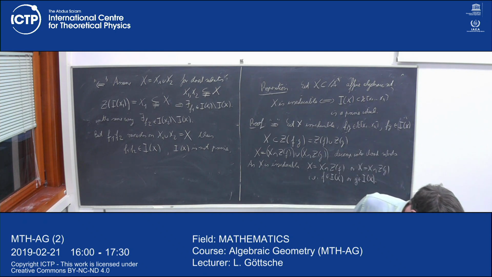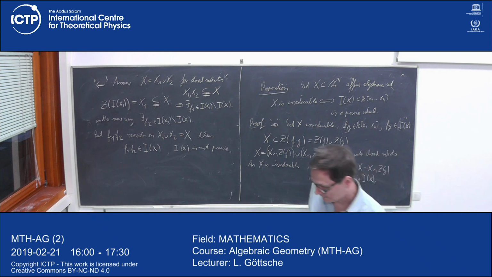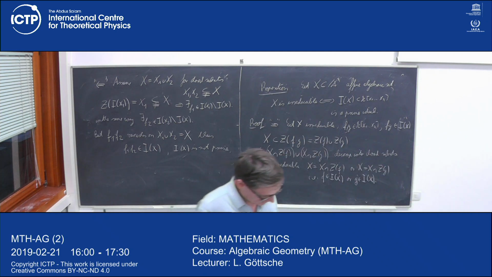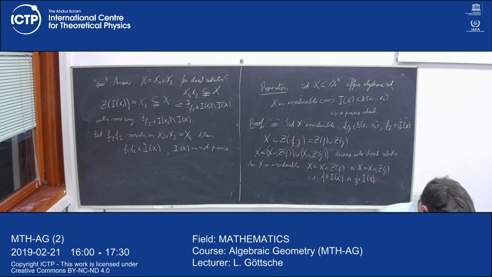Next, I will talk about the Hilbert Nullstellensatz, which tells precisely about the relation between the ideal of an algebraic set and the corresponding zero set. But okay, that we'll do next time.